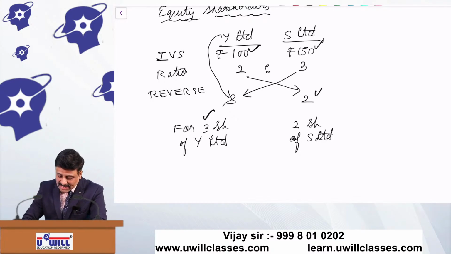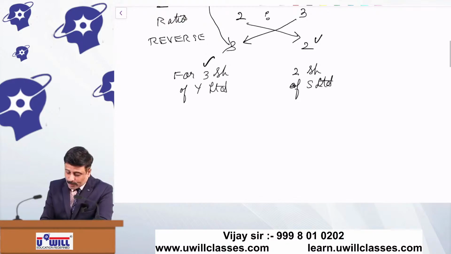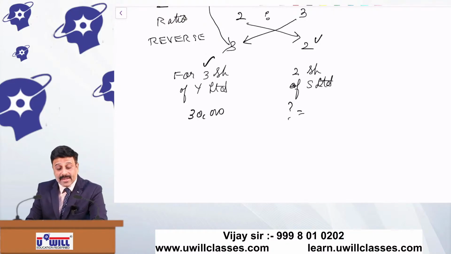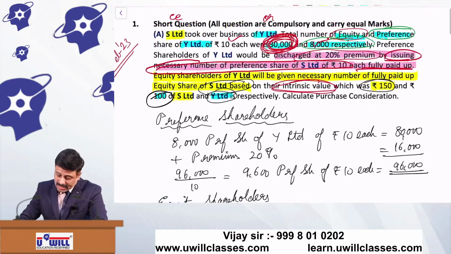Okay. Now in this ratio, if we set the things, then see here in the beginning, how many equity shares are there? 30,000 equity shares are there in the books of Y Limited. So for 30,000 equity shares of Y Limited, how many shares of S Limited will be given? 30,000 into 2 divided by 3. Now 30,000 into 2 is 60,000, divided by 3 is 20,000. So how many shares you'll give? 20,000.